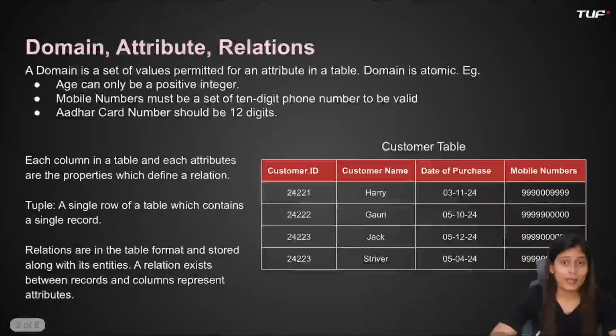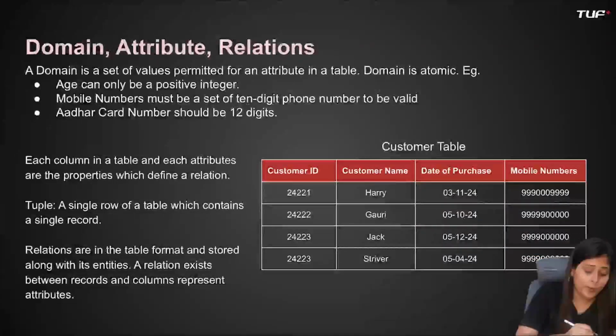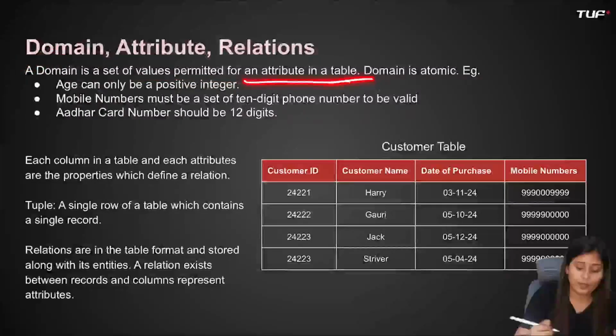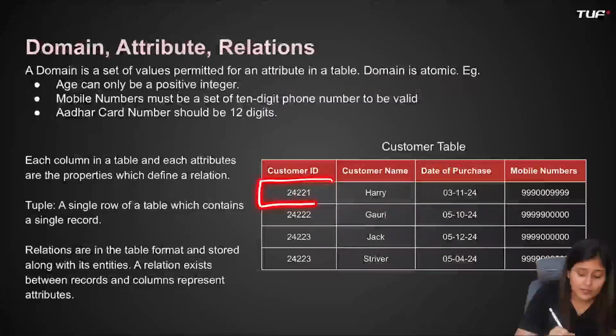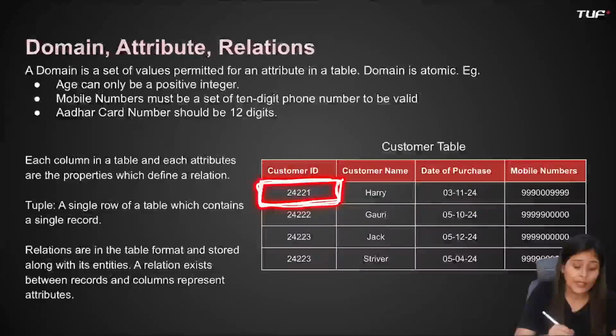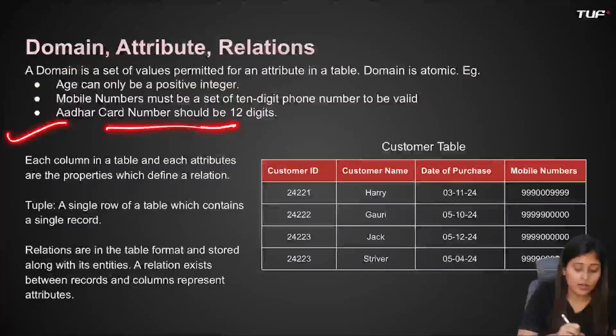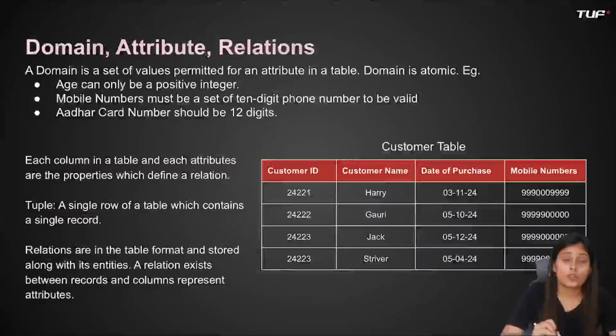Now next is domain, attribute and relations. So domain is a set of values that are permitted for an attribute in a table. So for customer ID, if we are saying that it can be an integer itself, that is called a domain. So it is a set of values permitted for an attribute in a table. So here age can be only a positive number. Aadhaar card can be an integer of 12 digits. So these are domains. Basically we are giving the permitted values to be used for the particular attribute.